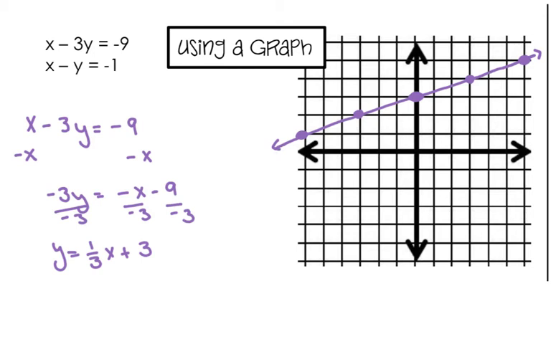So now I need to focus on the next equation. So my next one is x minus y equals negative 1, and I need to subtract that x again. And then I'm going to divide everything by a negative 1. So y is going to be x, or 1x, plus 1. So I'm going to start at a positive 1, and my slope this time is up 1 over 1, and I continue until I find that intersecting coordinate.